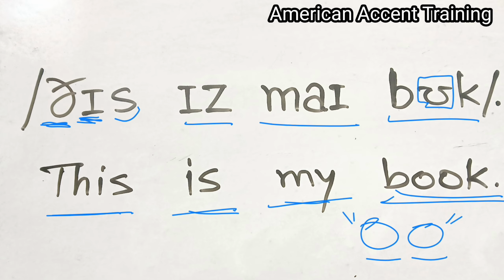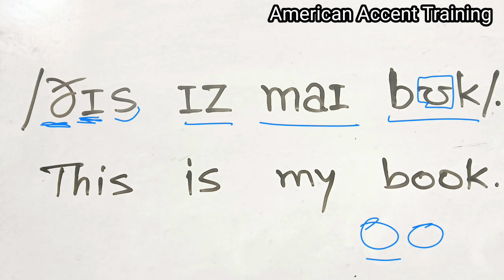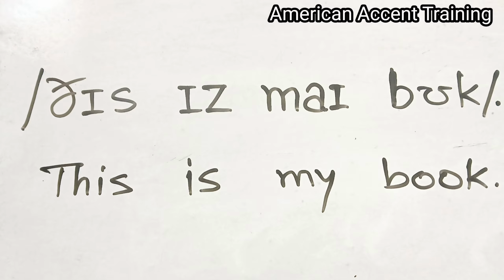So the difference here is that "this" and "these," both are pronounced nearly the same in the Indian pronunciation or Indian accent. However, in American English, there is a huge difference in the vowel shift. So the word is "this."